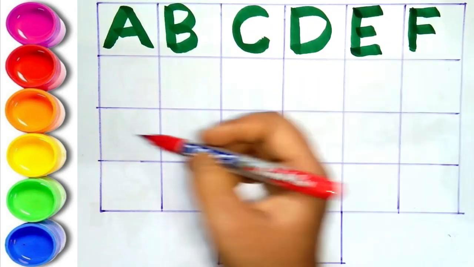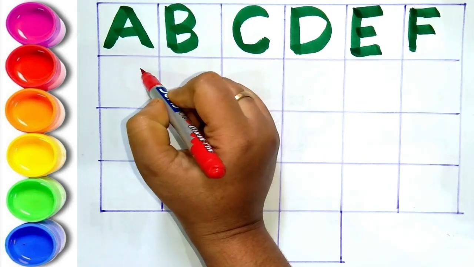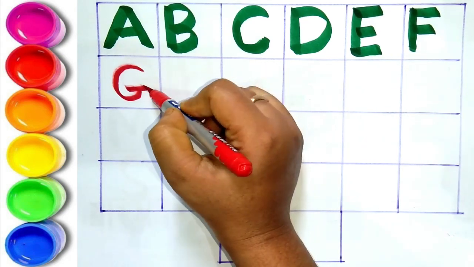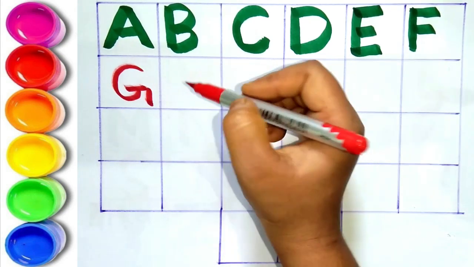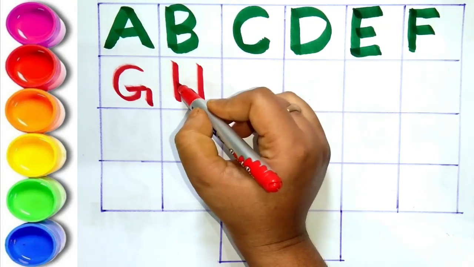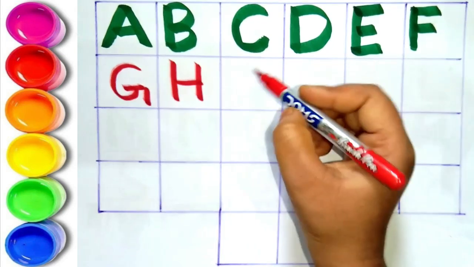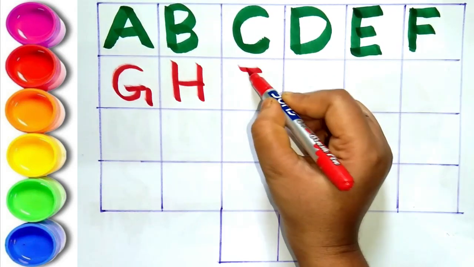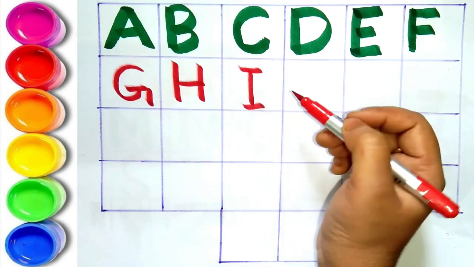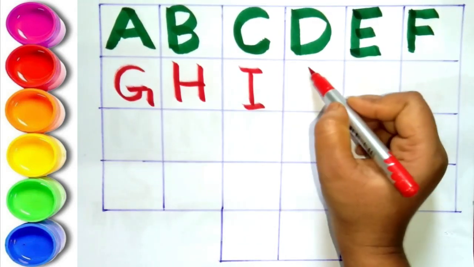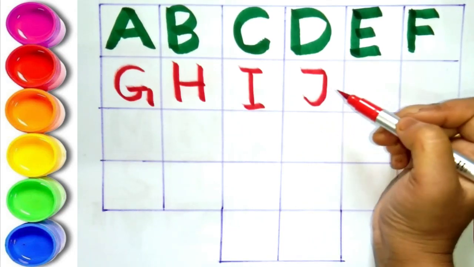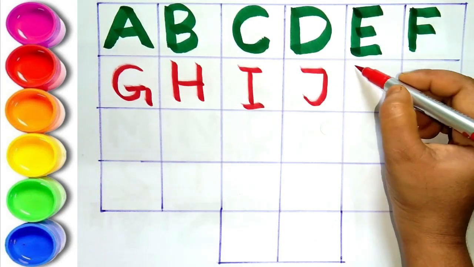Red color. G, G for grapes. H, H for honey. I, I for information. J, J for June.